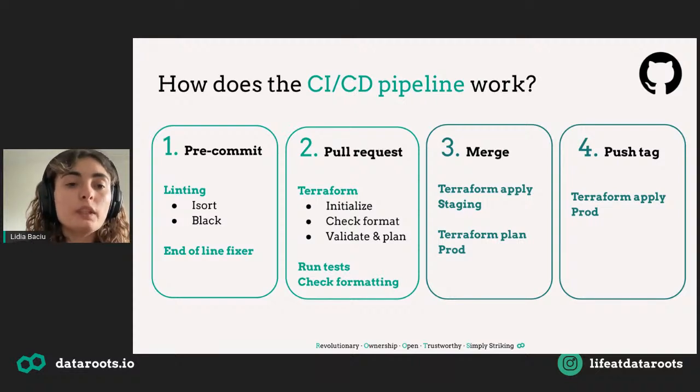If the pull request is approved and you decide to merge, here the changes will be applied. So the previous changes that we saw in the plan step will be applied now. And you will see the plan for the changes to be applied in the production environment. If you decide that that plan is also what you want, you can move over and apply the changes to the production environment by pushing a tag, so by creating a release. So that was what we did in the cloud team.